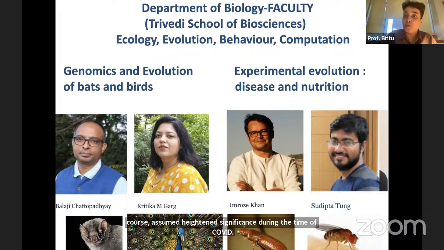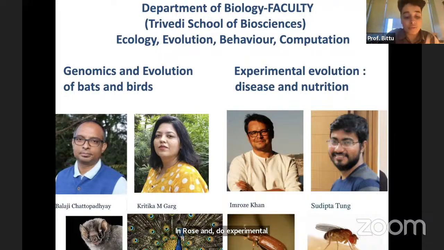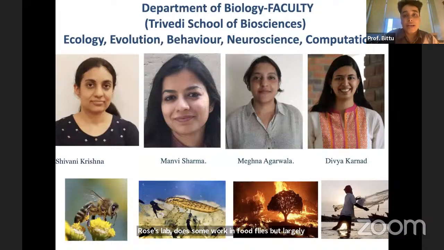Imrose and Sudipto both do experimental evolution, Imrose with a focus on disease and immunity, Sudipto with a focus on nutrition and nutritional regimes. Sudipto works on fruit flies, while Imrose's lab does some work on fruit flies, but largely works on beetles. All right.